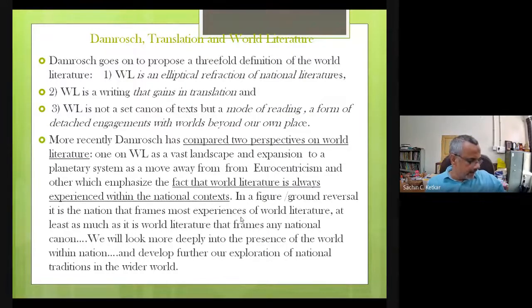So let us, I want to end this with David Damrosch's discussion on translation and world literature. David Damrosch goes on to define world literature in three ways. The first is that it's an elliptical refraction of national literatures. Secondly, world literature is writing that gains in translation. I think you need to think a bit about it.